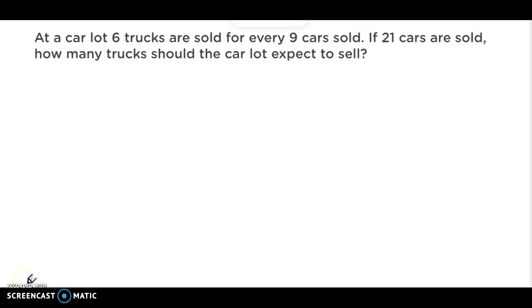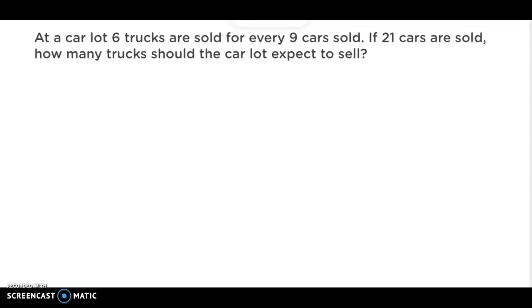All right, we're going to use our strategy we learned yesterday with proportions to solve this problem. Now, you can do it anyway, but we need to learn how to use proportions. Proportions are equivalent ratios. That means two fractions or ratios are equal to each other. So let's look at this problem. It says at a car lot, 6 trucks are sold for every 9 cars sold. If 21 cars are sold, how many trucks should the car lot expect to sell?